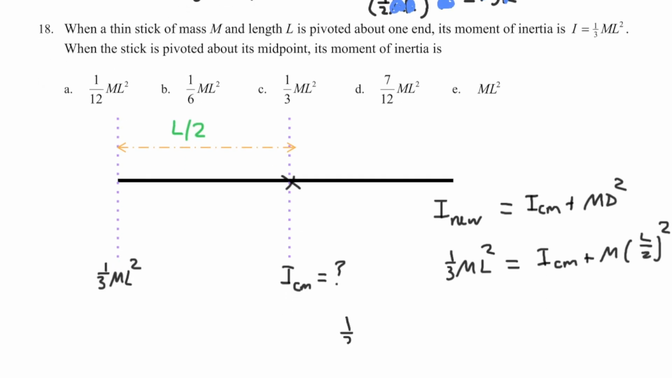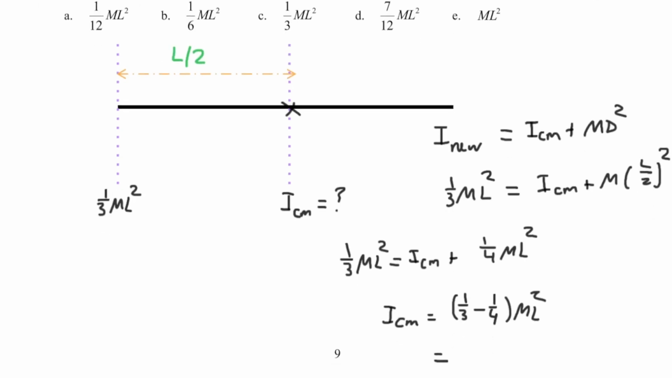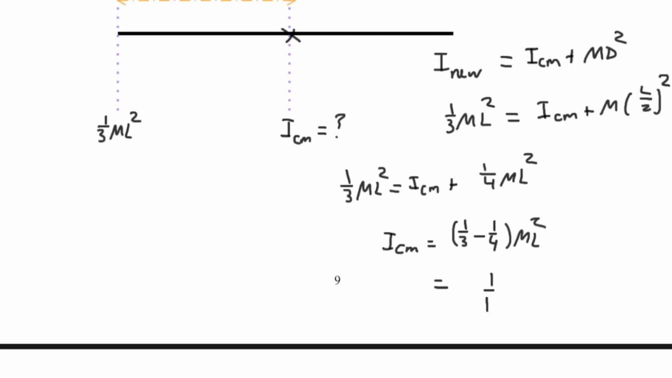So we get 1/3 ml squared is equal to I at the center of mass plus 1/4 ml squared. So I of the center of mass, it's just going to be 1/3 minus 1/4 times ml squared, which is, as you may recall from in class, 1/12 ml squared.